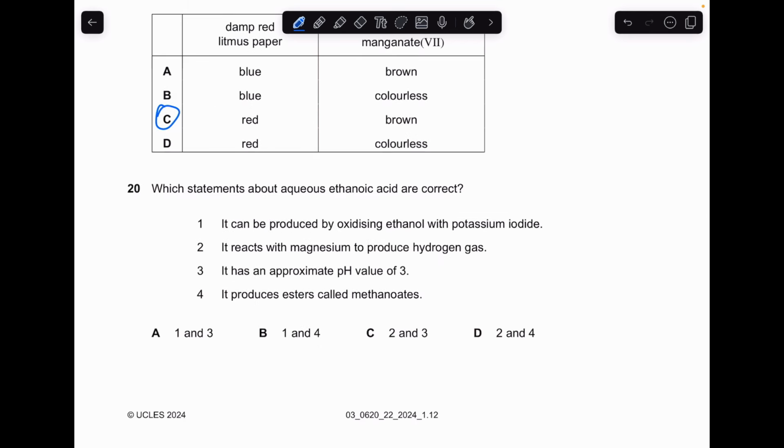Question number 20. Which statements about aqueous ethanoic acid are correct? Again, we go through all of the statements and find the right one. It's potassium manganate, so this is wrong. Statement 2. This is correct. This is the classic metal reaction with acid. Its pH is almost 3. Yes. Statement 4. It produces esters called methanoates. No, they are called ethanoates. So this is wrong. It's 2 and 3.